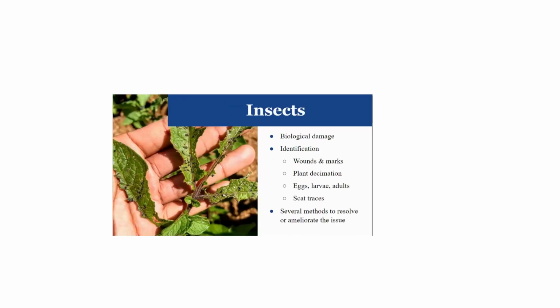And then insects, another type of biological living thing impacting plants. So there might be wounds. You can see literal bite marks on this plant. The plants might just be totally eaten. These are our potato plants that I was talking about with those beetles. Scat traces, so insects are also pooping as well. So you might see that, which is what's on this plant.